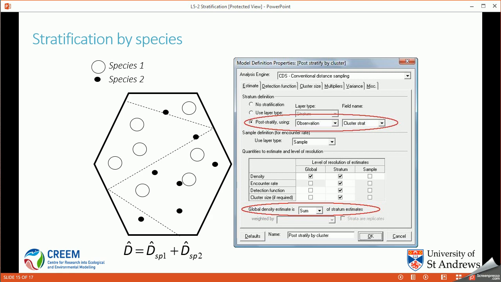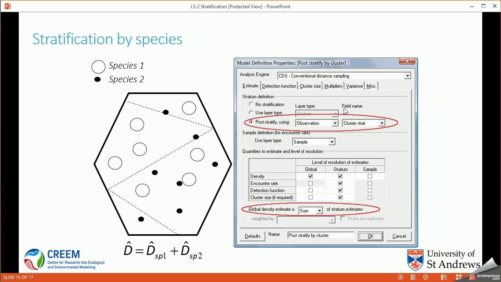And finally, stratification by species. So again, we have our same survey region. We've done one survey now along these dashed lines, but we have two kinds of animals. We've got the black dot animals and the large white dot animals. The abundance estimate is just the sum of the abundance estimates, and the density of animals is just the density of species 1 plus the density of species 2. So this is a sum, but it's an unweighted sum.